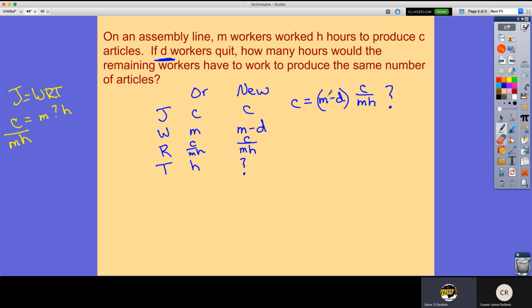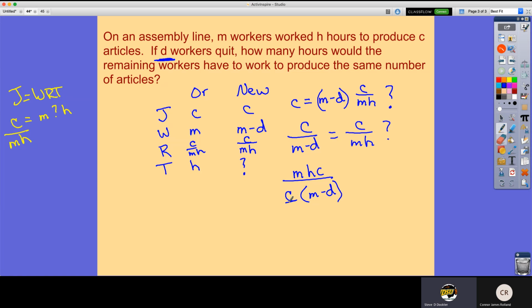All right, so we're going to divide the m minus d over. So we get c over m minus d equals c times mh over a question mark. And then multiply by the reciprocal, we get mhc on the top times c over m minus d. I wrote it that way on purpose. Why did I write it that way?